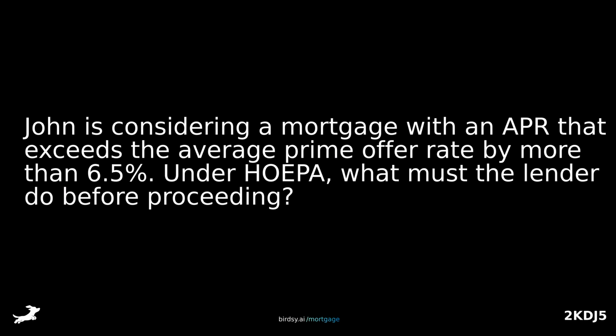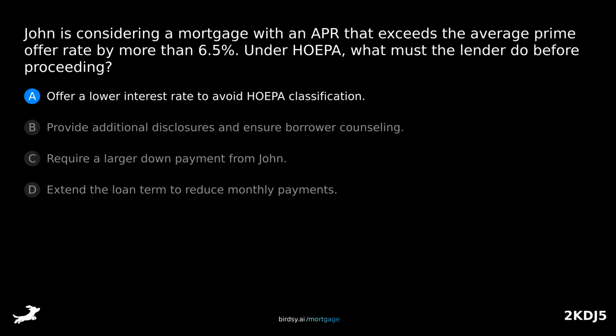John is considering a mortgage with an APR that exceeds the average prime offer rate by more than 6.5%. Under HOEPA, what must the lender do before proceeding? Is it A, offer a lower interest rate to avoid HOEPA classification? B, provide additional disclosures and ensure borrower counseling? C, require a larger down payment from John? Or D, extend the loan term to reduce monthly payments?